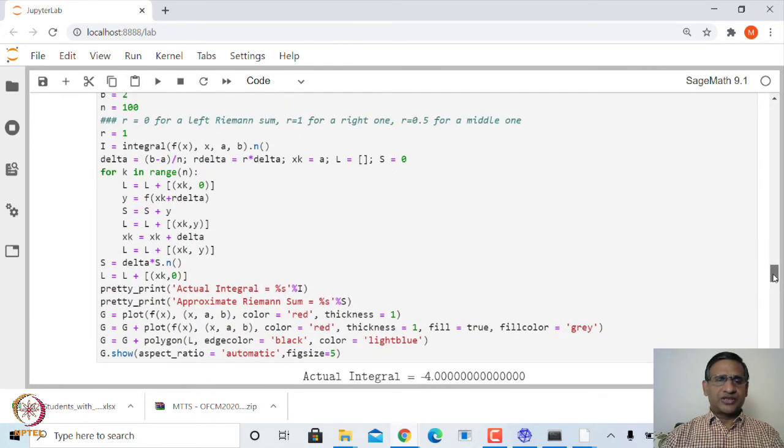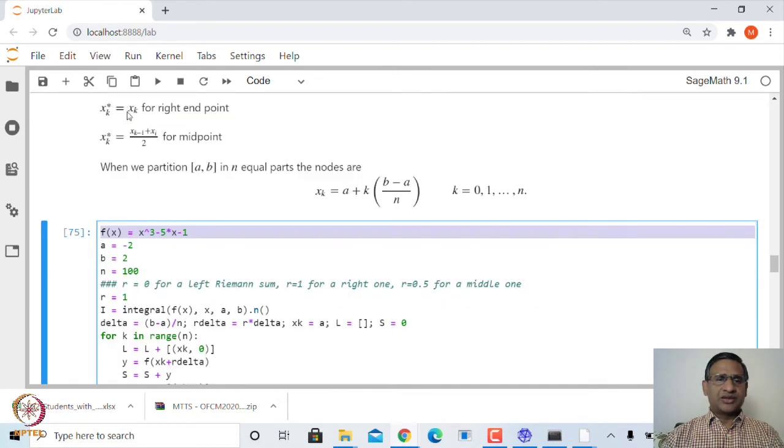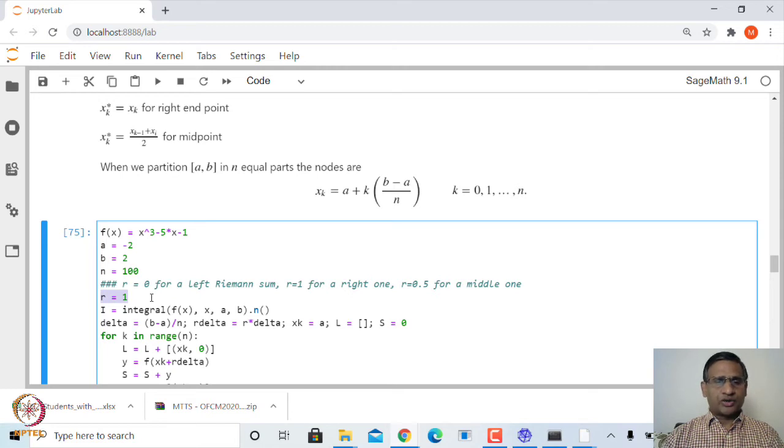This code you can look at, it is fairly simple. What we are doing is, this is the function, a and b are the endpoints, n is the number of intervals, and r decides whether you want to take the left endpoint, right endpoint, or midpoint.